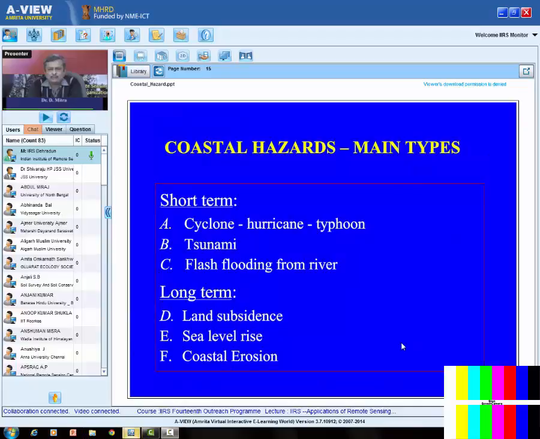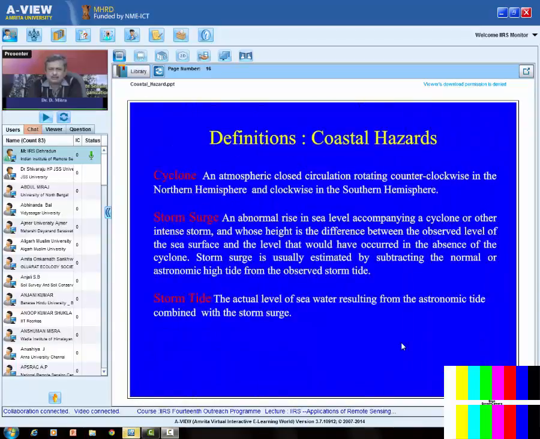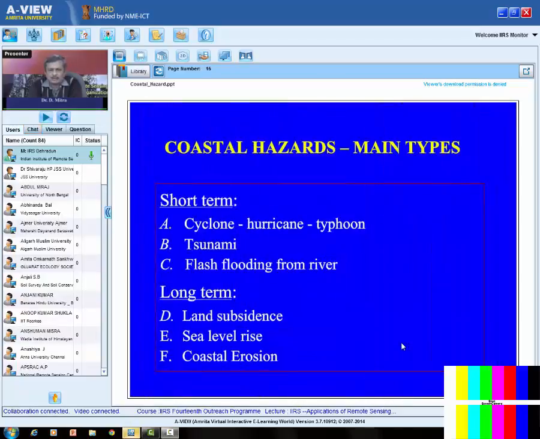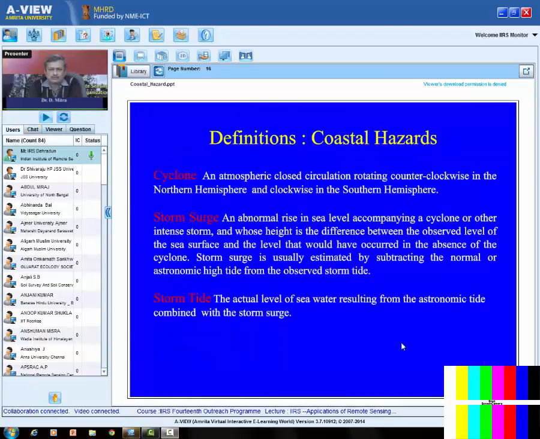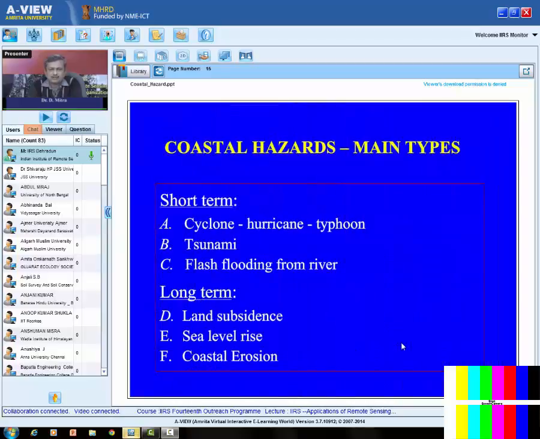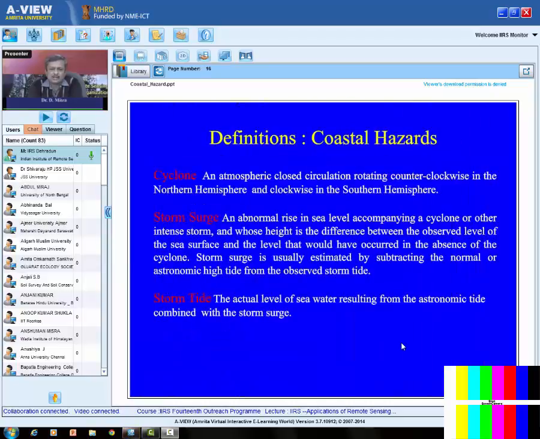Basically, if we try to divide the coastal hazards, we can divide them in two ways. One is short-term disasters and one is long-term disasters. Short-term, I'm talking about mainly those hazards which come very fast and also go very fast. But long-term disasters are chronic disasters. Short-term disasters mean cyclone, hurricane, typhoon, tsunami. Long-term disasters are land subsidence, sea level rise, coastal erosion.